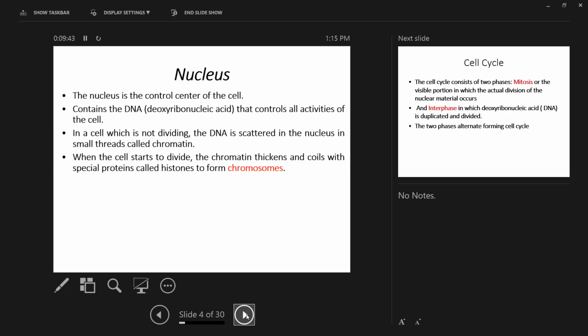All the DNA is there. We don't filter the DNA out and only give skin cells what they need and liver cells what they need. We give them the whole DNA, but it's not active. But it's there. So now, as I said, the only time that chromosomes become visible is when a cell is getting ready to undergo mitosis.